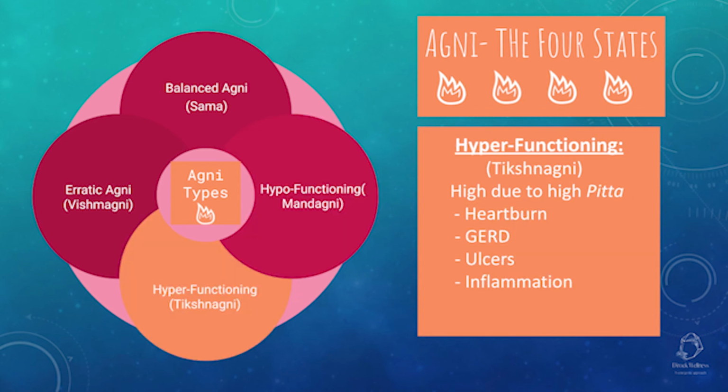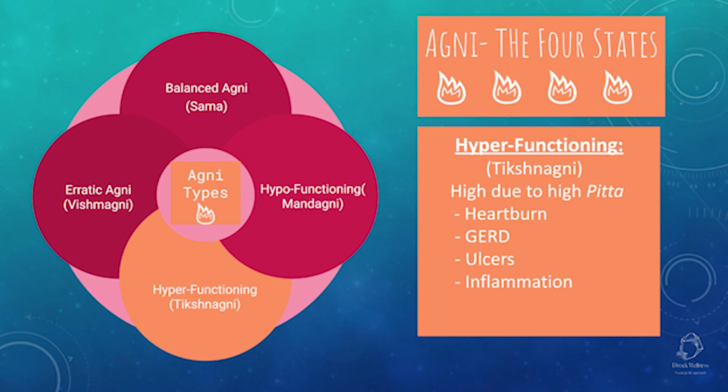Then we have hyperfunctioning digestion, aka Tikshnagni. This is when the digestive system is too high due to excessive pitta dosha. Some symptoms include heartburn, GERD, ulcers, and inflammation of the GI tract. This is when we need to focus on sweet, bitter, and astringent tasting foods and significantly reducing sour, salty, and pungent foods and beverages. Coffee is highly acidic despite its bitter taste and is absolutely not recommended for hyperfunctioning Agni.